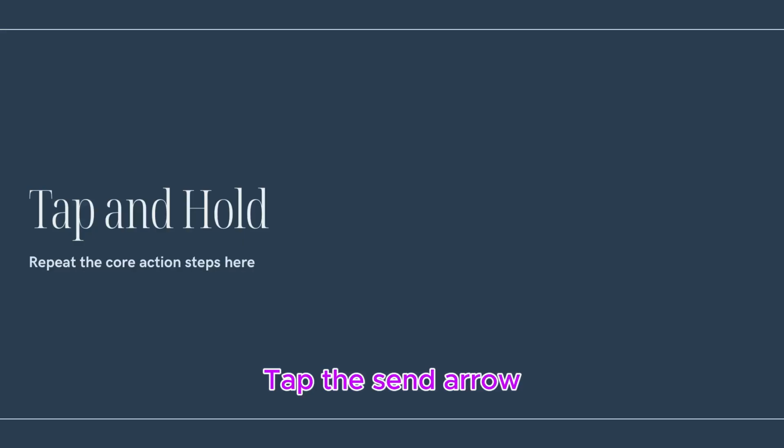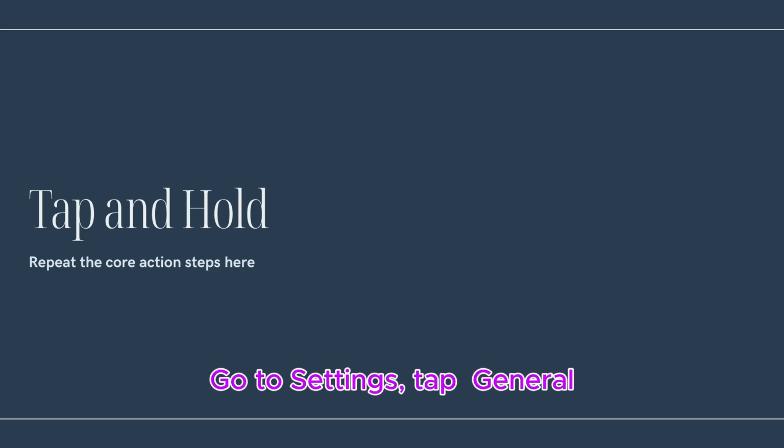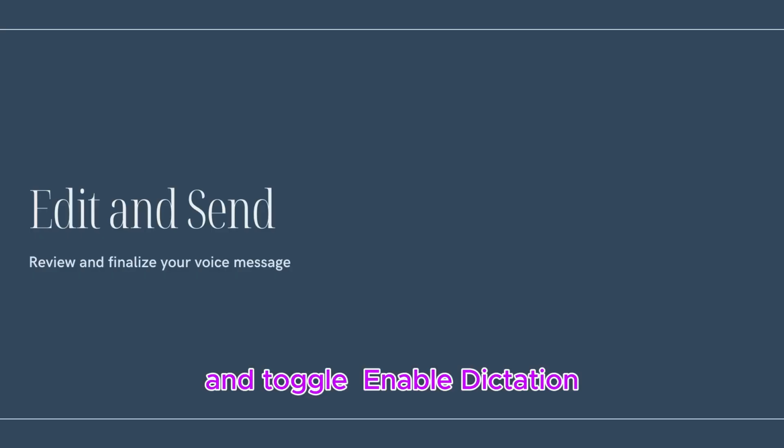If you don't see the microphone, enable dictation in your iPhone settings. Go to Settings, tap General. Then Keyboard and toggle Enable Dictation on.